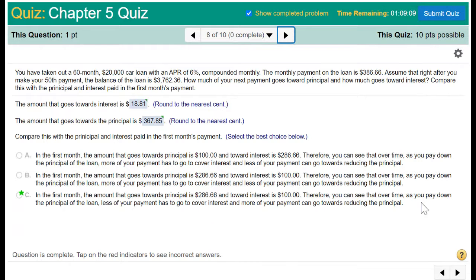Therefore, you can see over time, as you pay down on the principal of the loan, less of your payment has to go to cover interest and more goes towards reducing the principal. I told you that last class. Each time you pay down on the car, this gets less and less.